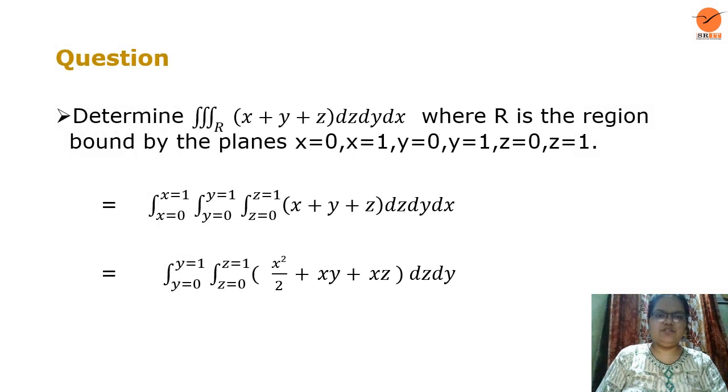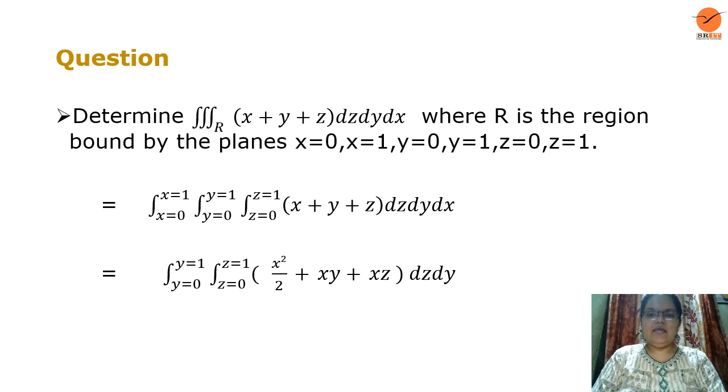Example, we can take a question. Determine the triple integral of x plus y plus z dz dy dx, where R is the region bounded by the planes x equals 0, x equals 1, y equals 0, y equals 1, z equals 0, z equals 1. In the first step, we write it as integral x equals 0 to 1, integral y equals 0 to 1, and integral z equals 0 to 1, of x plus y plus z, dz dy dx.